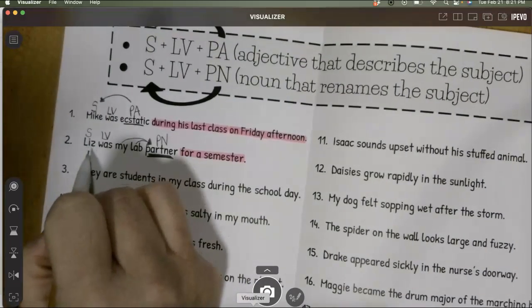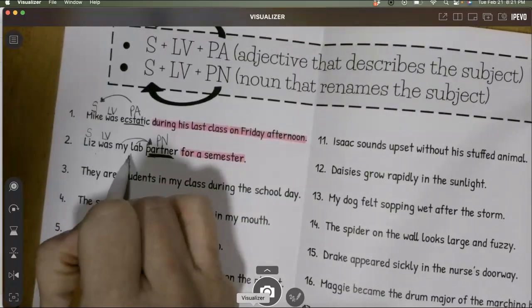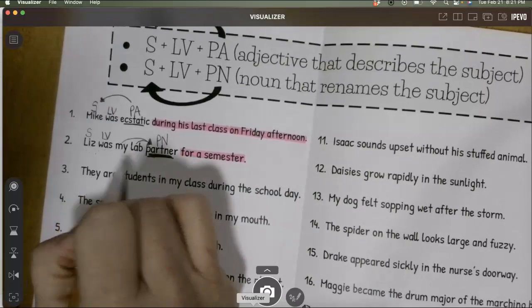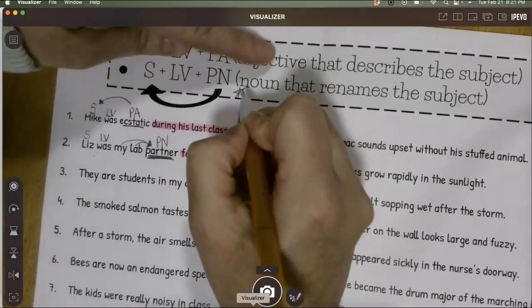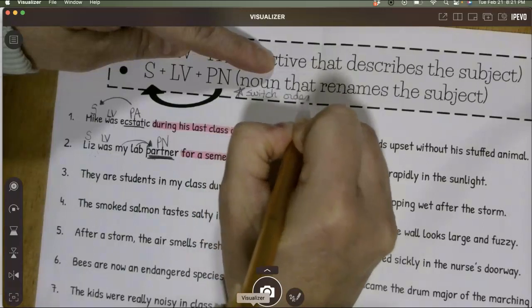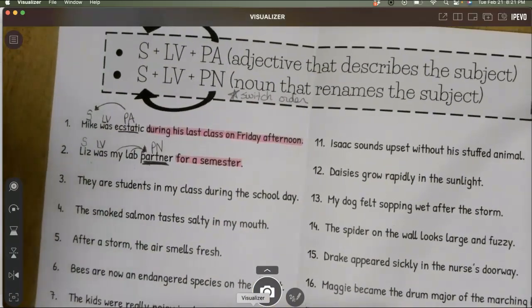Now, a little thing that you can do with predicate nouns is you can switch the order of the sentence. I could say, my lab partner was Liz. Liz was my lab partner. Now that only works with predicate nouns. So I'm going to put that little note up here. Switch the order if you're not sure. It's not going to work with action verbs or direct objects, but it works with linking verbs and predicate nouns.